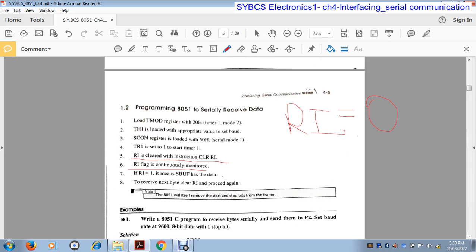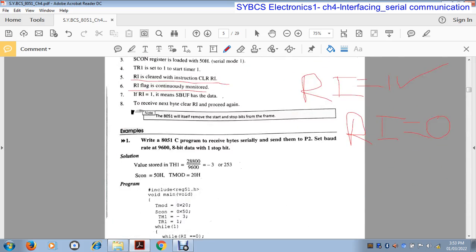Why does the controller monitor the RI flag? When the RI flag is equal to 1, that means reception is in process. Therefore the RI flag is continuously monitored, and when RI becomes 1, it indicates that receiving information is completed. Then for the next round we clear the RI flag again, which indicates the receiver can receive the next information. Let's see all these programming steps with an example.